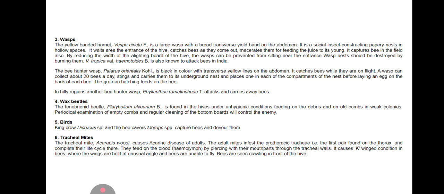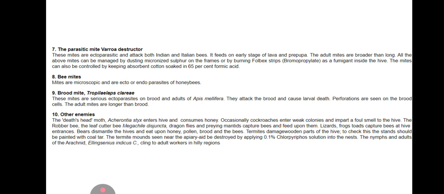Tracheal mites, Acarapis woodi, cause acarine disease of adults. The adult mites infest the prothoracic tracheae, and by that it damages. They feed on the blood by piercing with their mouth parts through the tracheal walls. It causes K-wing condition in bees, where the wings are held at an unusual angle and bees are unable to fly. Bees are seen crawling in front of the hive.